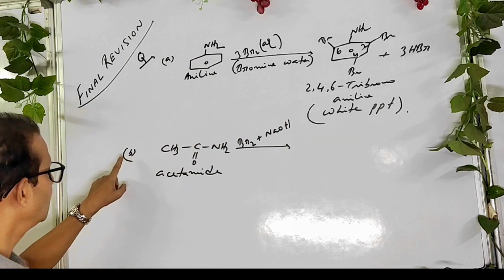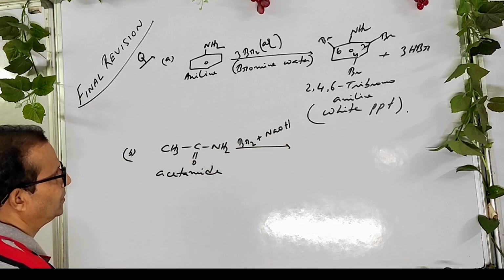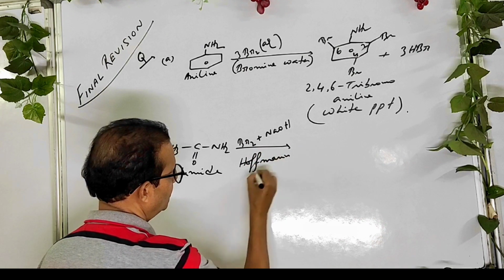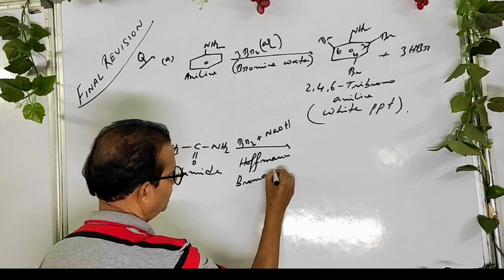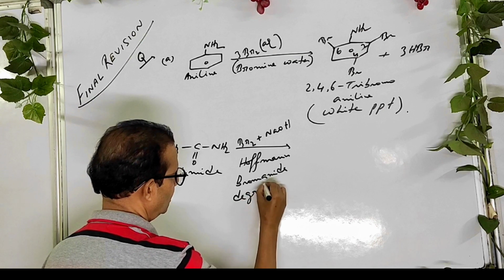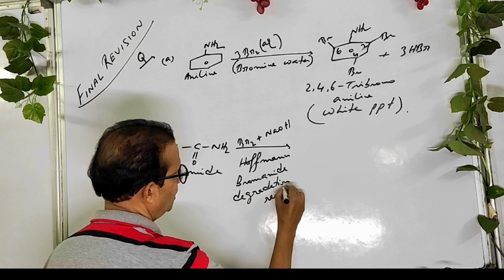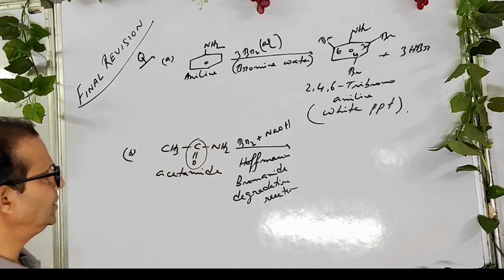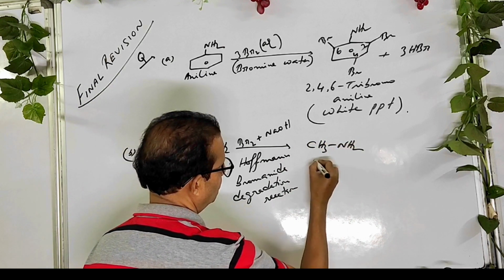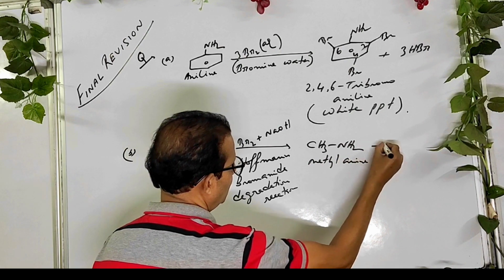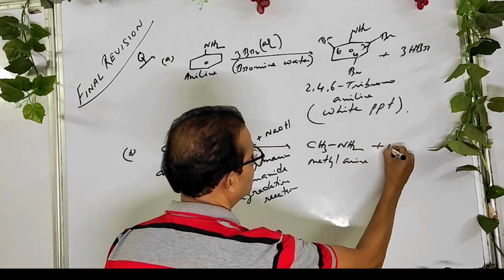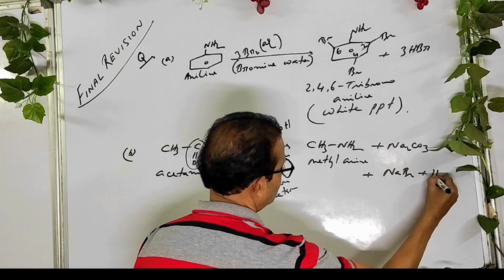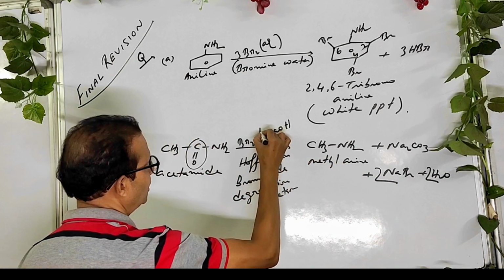This is acetamide, when treated with bromine and sodium hydroxide. Can you tell me the name of the reaction? The reaction is called the Hofmann bromamide degradation reaction. And what is the technique behind it? Just remove this group. What you see, write CH3NH2, methylamine. You should remember the byproduct. Sodium with this forms sodium carbonate, plus sodium combines with bromine to form sodium bromide, plus water. Put 2 and put 4 here. This is the balanced reaction.